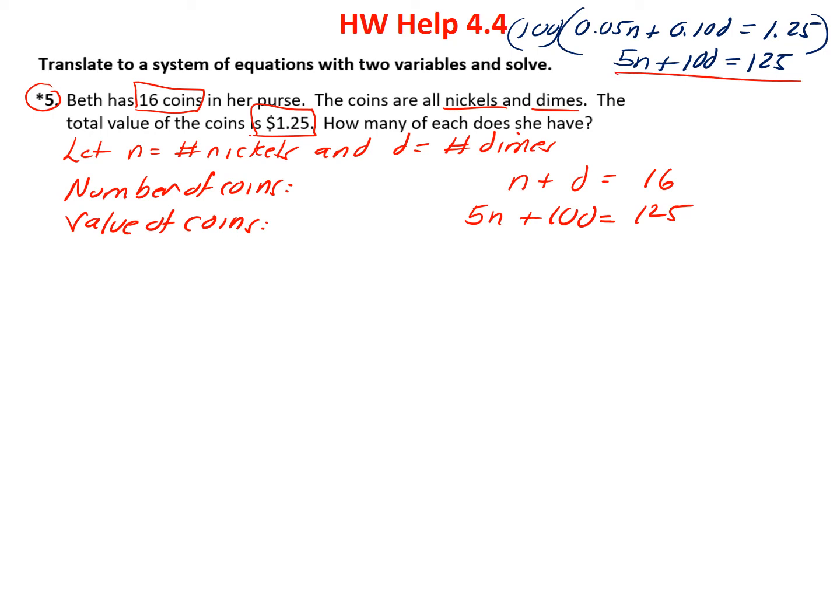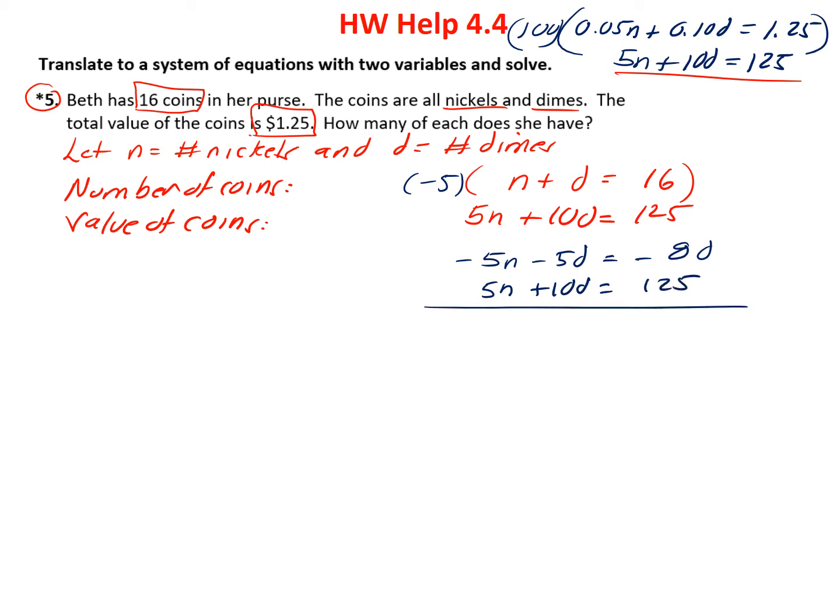Okay. So first off, let's try elimination first. If I do elimination, I can start here and multiply everything by minus 5. So the top I get minus 5n minus 5d equals minus 80, and then our second one didn't change: 5n plus 10d equals 125. Add those together. Our nickels are eliminated. That's what we were looking for.